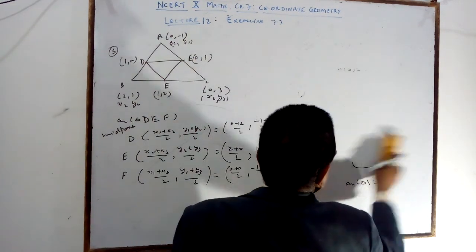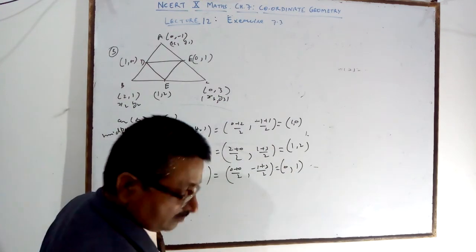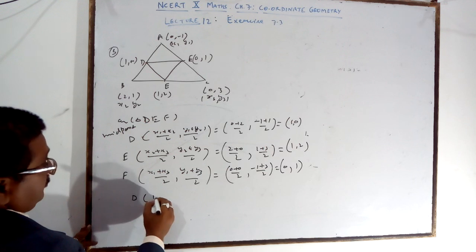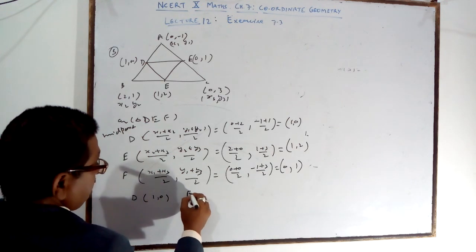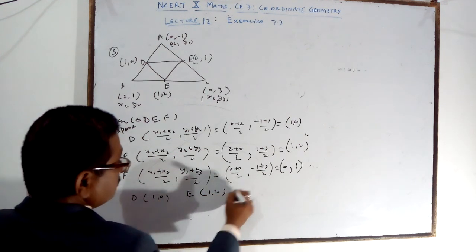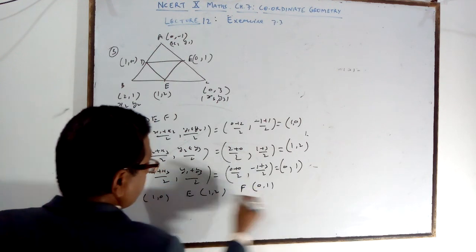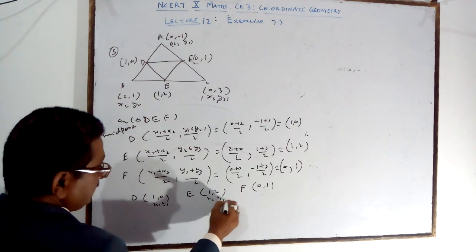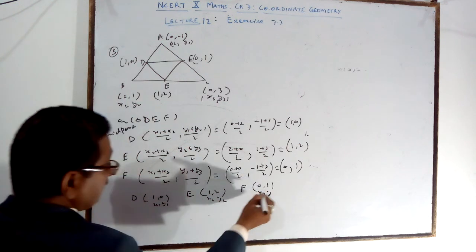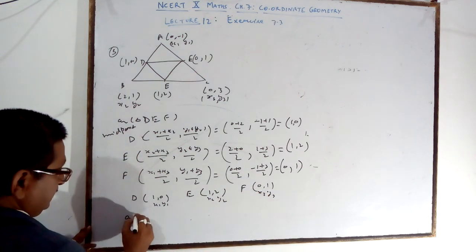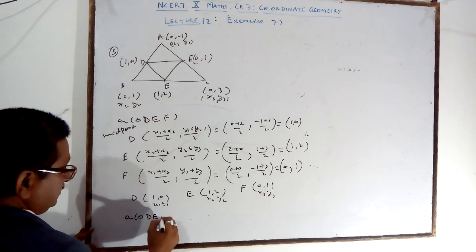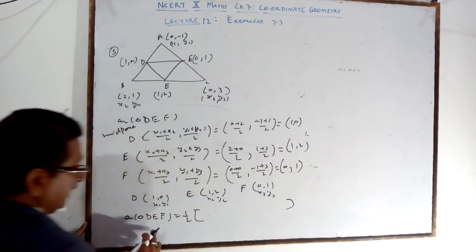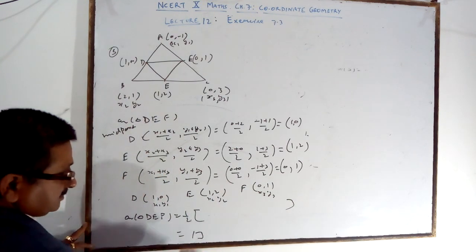Area of triangle, again you take these points and write down DEF. D is given as (1, 0), E is given as (1, 2), F is given as (0, 1). Take them as (x1, y1), (x2, y2), (x3, y3) for the calculation of the area. You calculate the area of the triangle by the triangle's formula. After this, one answer is this.